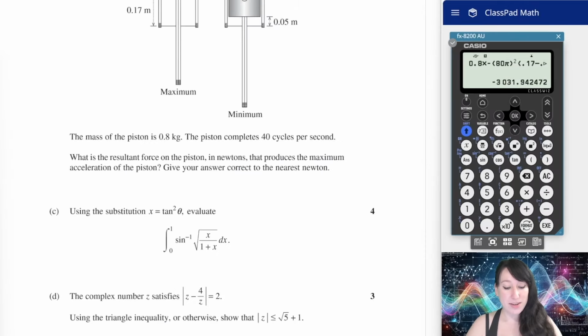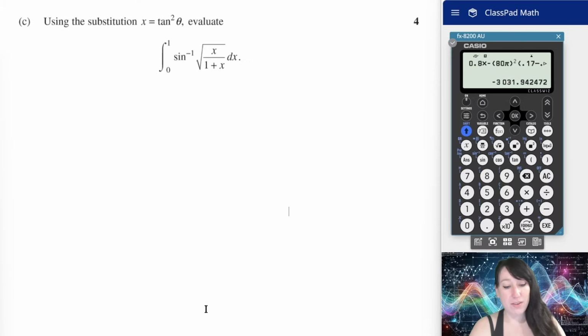Question 15c. Using the substitution x equals tan squared theta, evaluate the integral from 0 to 1 of sine inverse of the square root of x over 1 plus x dx. Alright, so our substitution is x equals tan squared theta. We'll also need dx. So dx would be 2 tan theta times secant squared theta d theta.